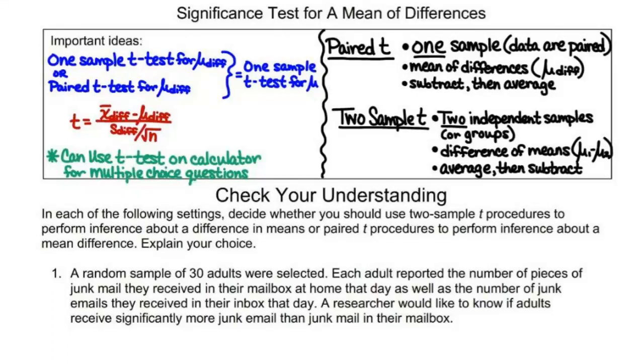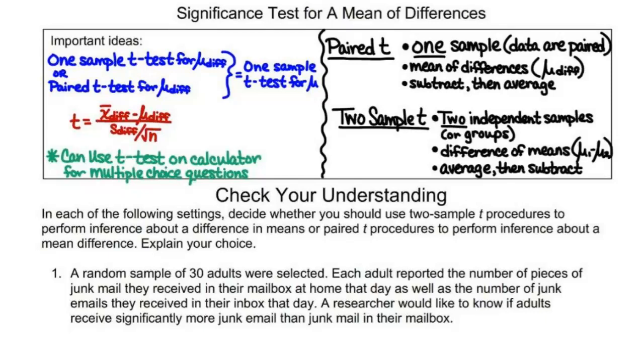All right. So big ideas from what we did yesterday. One sample t-test for mu diff, also called a paired t-test for mu diff. We use all the same things that we do on a one sample t-test for mu. So we use that formula for t. We use that form for doing our definition of the parameter.